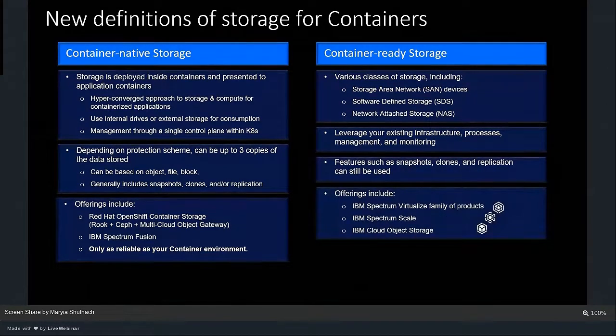So what our offerings include for this is the whole Spectrum Virtualize family. So it includes the FlashSystem family as well, Spectrum Scale, which is our NAS solution for files, and also IBM Object Storage, which is a software-defined object storage solution. So you have a lot of flexibility with this. And I wouldn't say that one approach is better than the other. Again, both have their use cases.